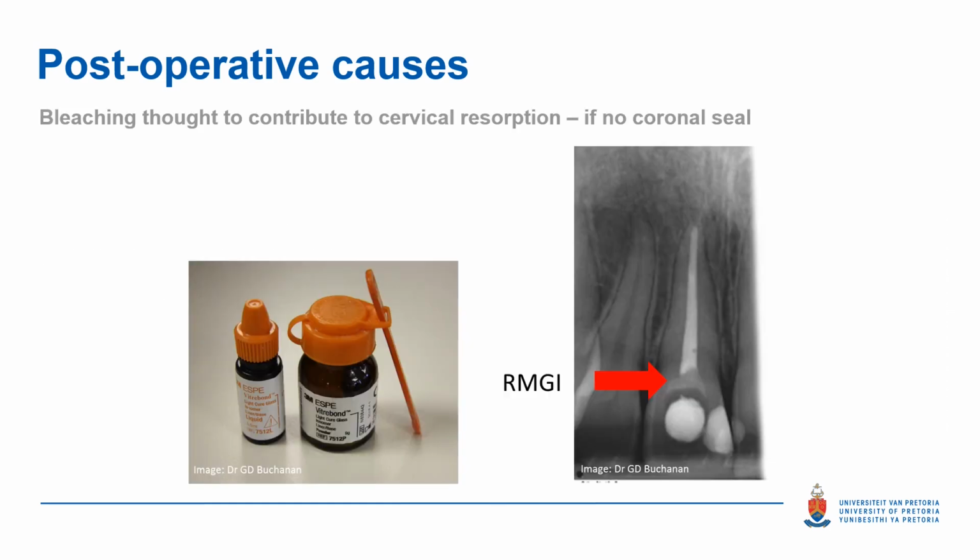Another post-operative cause of treatment failure is bleaching. If you don't provide an excellent coronal seal, then your bleaching materials can actually leach out into your dentinal tubules. It has been implicated in cervical resorption. So try to provide a very nice coronal seal if you are considering doing non-vital bleaching procedures after root canal treatments.